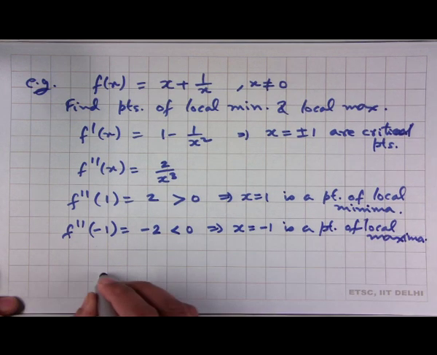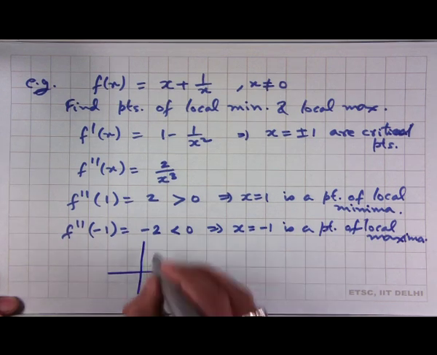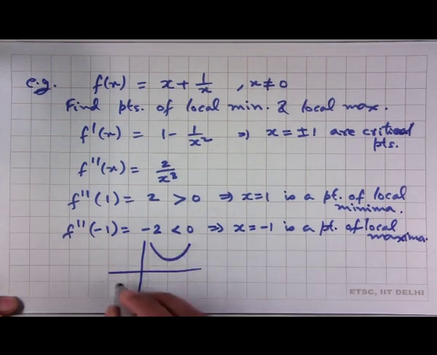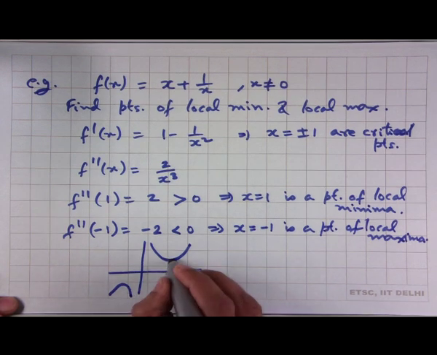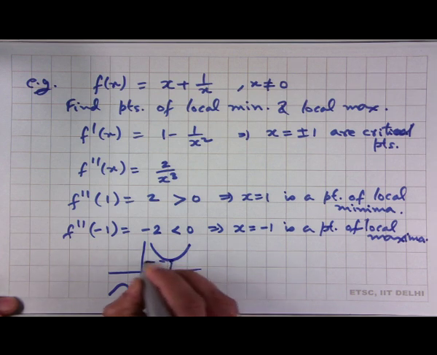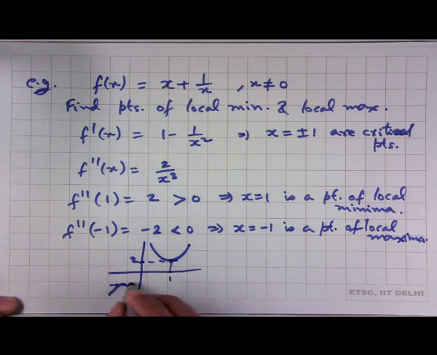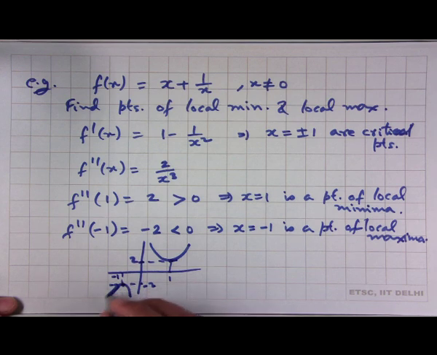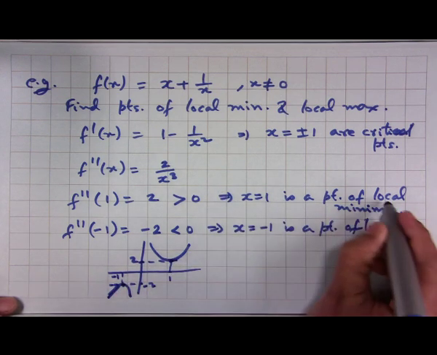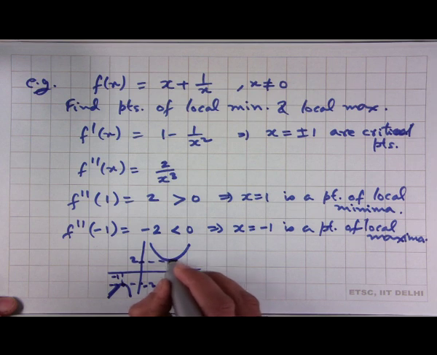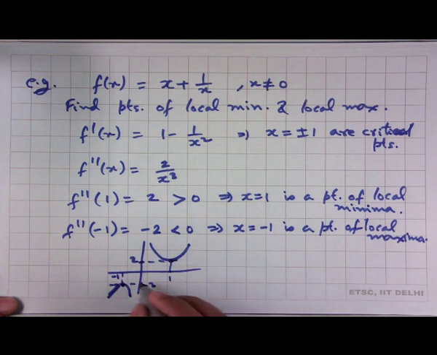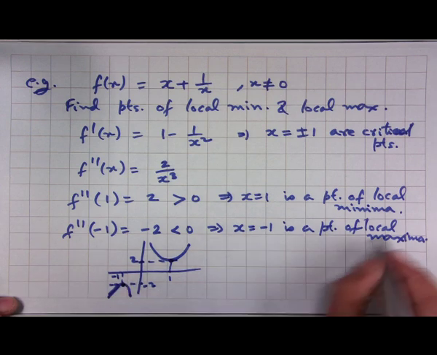which agrees with what we have seen before, that the graph of this function looks like this, and at x equal to 1 we have a local minima, this value is 2, and at x equal to minus 1 we have a local maxima.